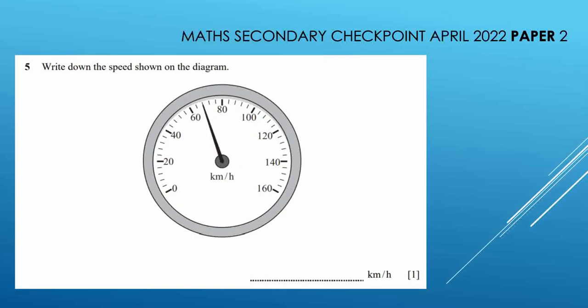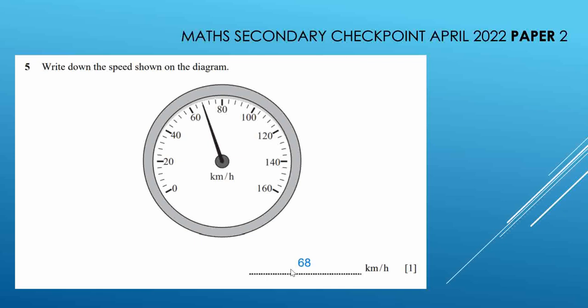Next, let's move on to question 5. Write down the speed shown on the diagram. 10 seconds. Here's your answer, 68.